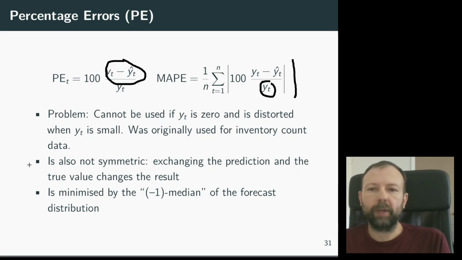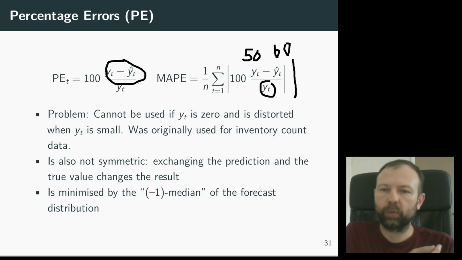It is also not symmetric, so if you exchange the prediction and the true value, the result is not the same. So if I say yt is 50 and my prediction is 60, it's not the same as if your true value is 60 and your prediction is 50.